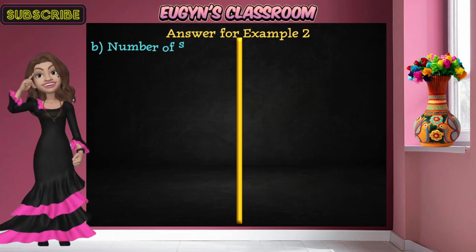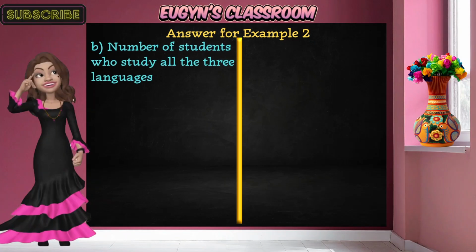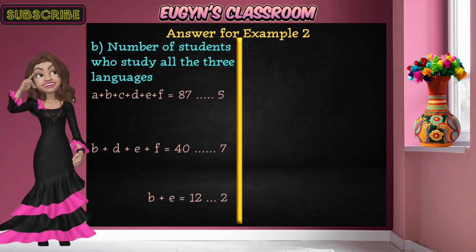In part B, we're supposed to get the number of students who study all the 3 languages. That is represented by letter E in the Venn diagram. To solve for E, we can use equation 2. Equation 2 is B plus E equals 12. That means we first need to get the value of B. To get the value of B, we can first get the value of F in equation 5, and then use equation 7 to get the value for B.